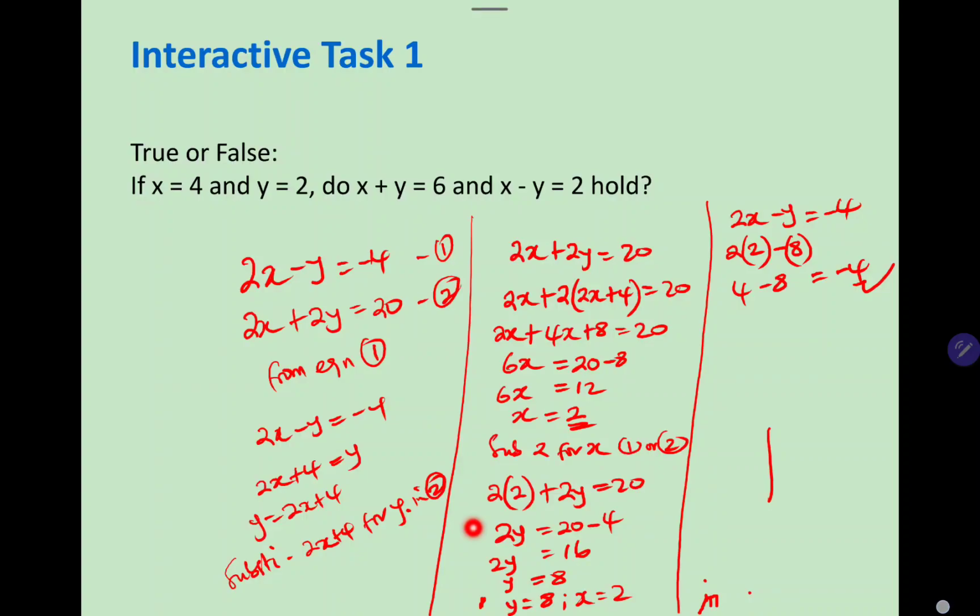We try it in the second equation. The second equation is 2 times x, which is 2, plus 2 times y. Y is 8, so 2 times 8. Does it give us 20 in the second equation? Let's see. 2 times 2 is 4 plus 2 times 8 is 16. 4 plus 16, does it equal 20? Yep. So it's as simple as that.